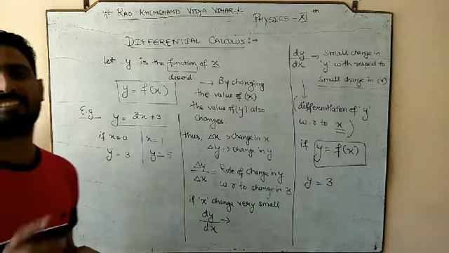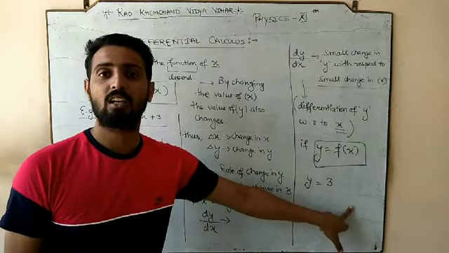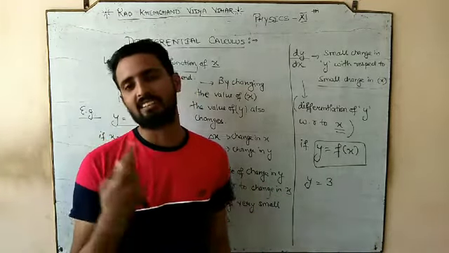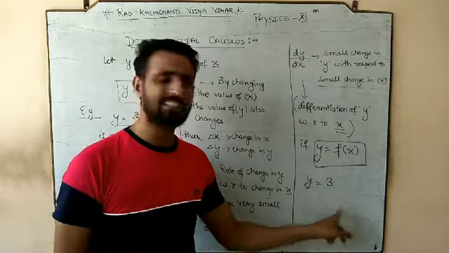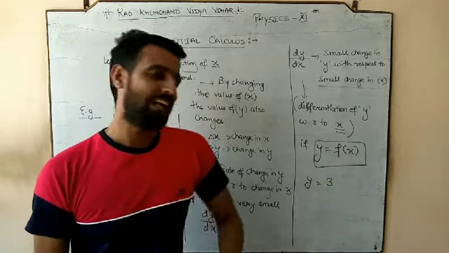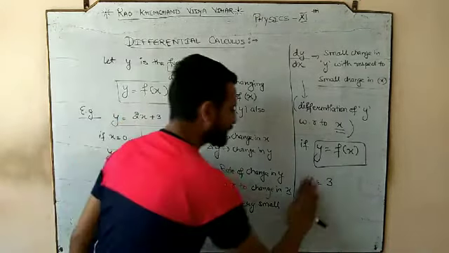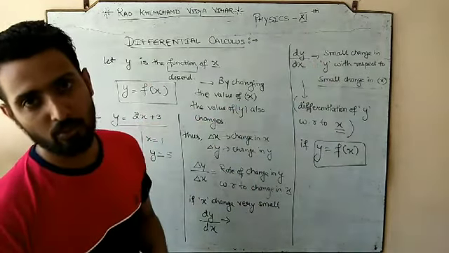So initially x is equal to 0. Imagine that x is equal to 0 for this example. So when x is equal to 0, what would be y? It would be 3. When x is equal to 1, what would be y? It would be 3. So it means y is not depending upon x. And if y is not depending upon x, there would be no change in y. And if there is no change in y, we can't study the differentiation of y with respect to x.